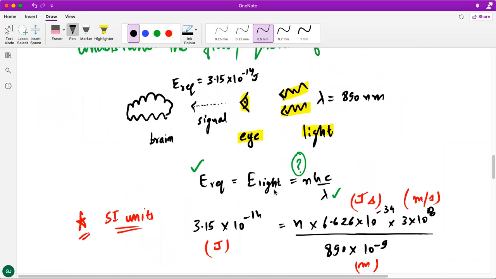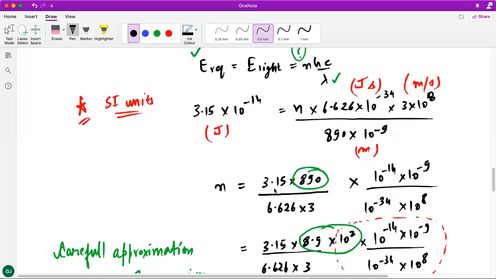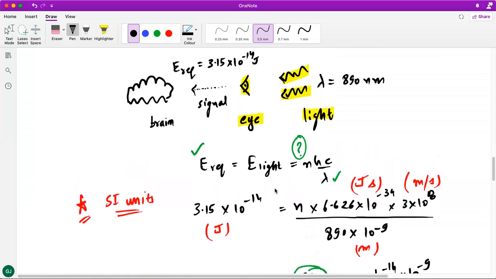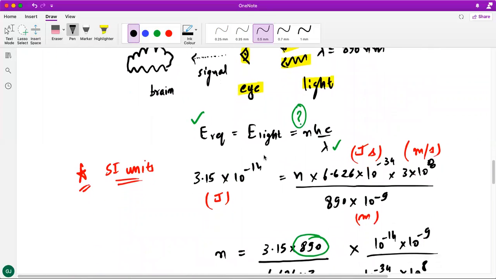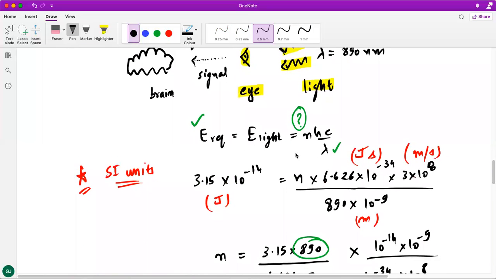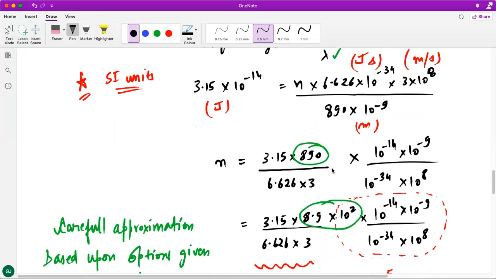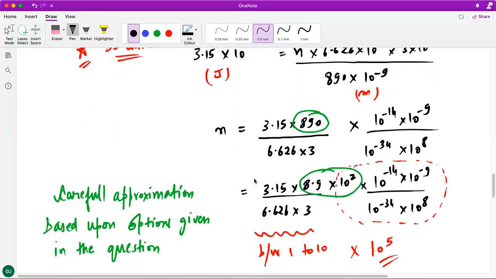All right. So this was a question in which multiple things were to be learned. One was comprehension of the language. The other was neatly segregating what is given and what is being asked in the equation of the concept. And then, of course, the numerical problem-solving aspect, wherein you look at how the options are and then adjust your calculations to save time.